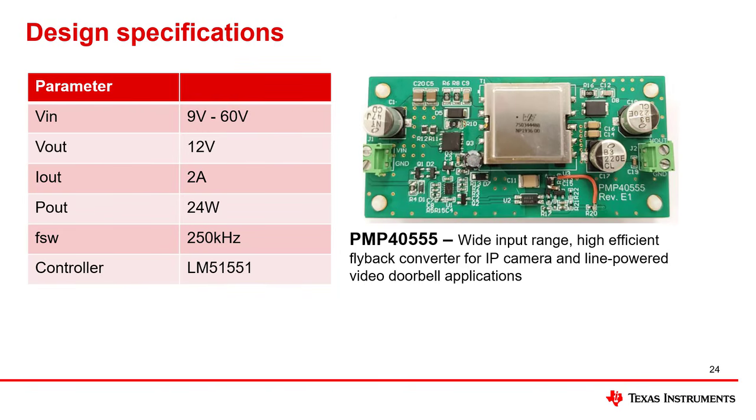The following design example refers to the PMP40555 reference design. You can find this design online, and it's a wide input range, high-efficiency flyback converter for IP camera and line-powered video doorbell applications. The input voltage range is from 9 to 60 volts with an output of 12 volts. The output current is 2 amps, so the output power is 24 watts. The switching frequency is 250 kHz and LM5155 is used as a controller.